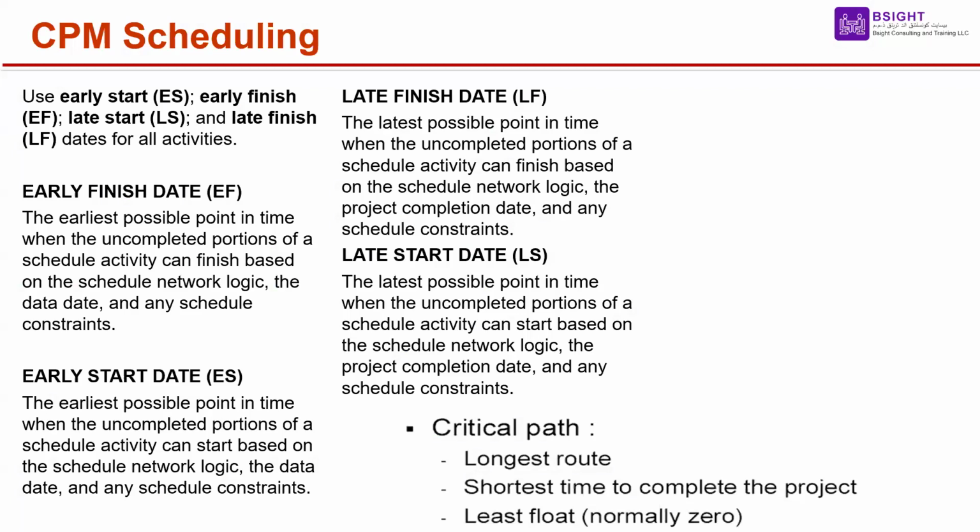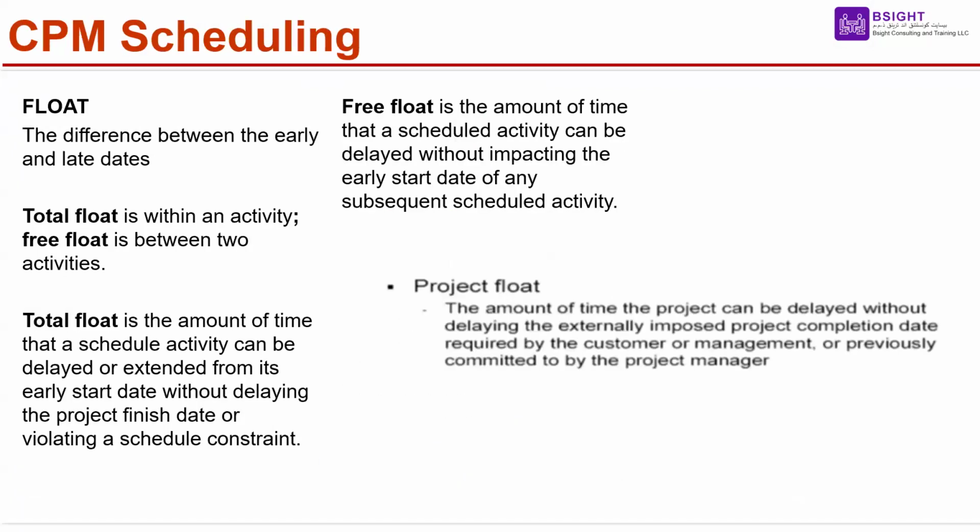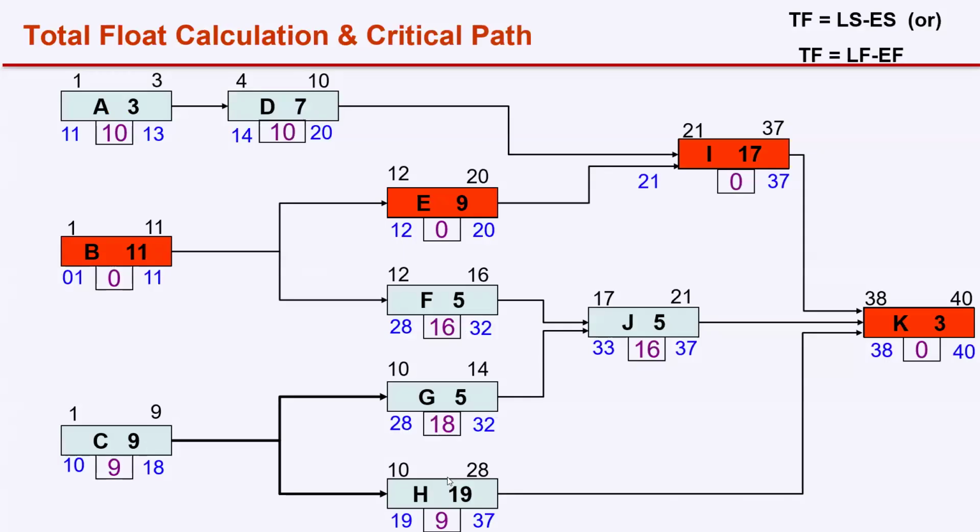Now, what is free float? It's not that important. We'll quickly discuss that. Free float means float between two consecutive activities. Free float is always calculated between early start and early finish. Let's say activity A, 10 days total float. You can delay A up to 10 days. There will be no impact on the project duration.